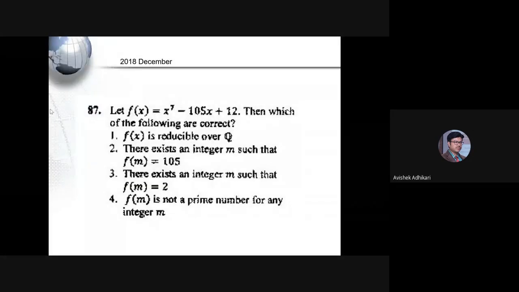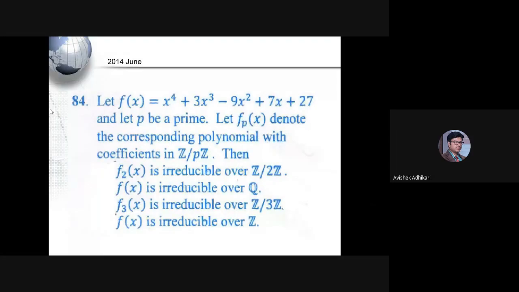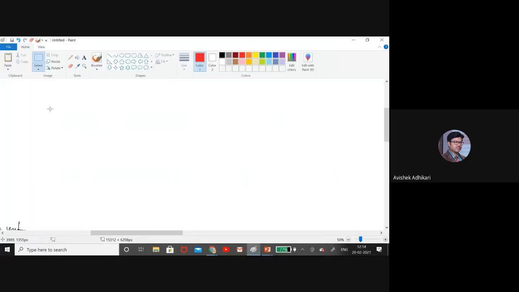For example, it came in 2018 NET, in 2014 NET, and in December 2013 NET. Every year you will find at least one question from this part. I just consider only three. There are plenty more, which I'm not considering now, so you can do them on your own. But to do those problems, you need to have some theories.